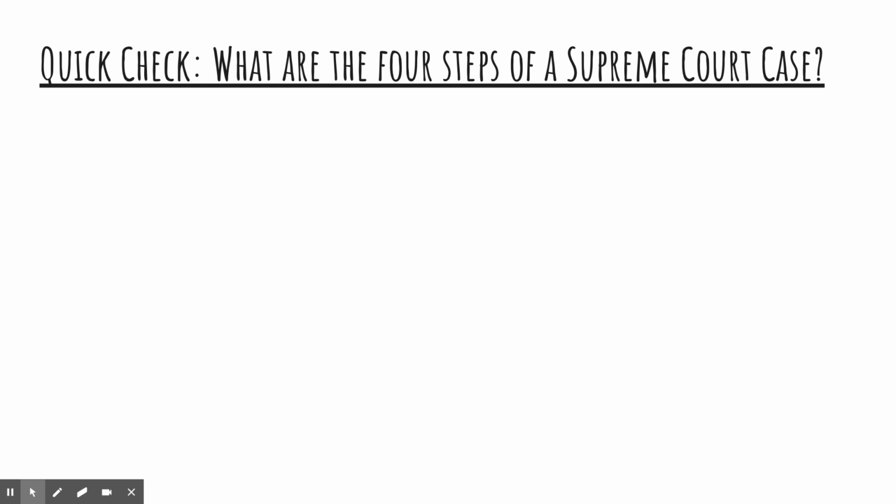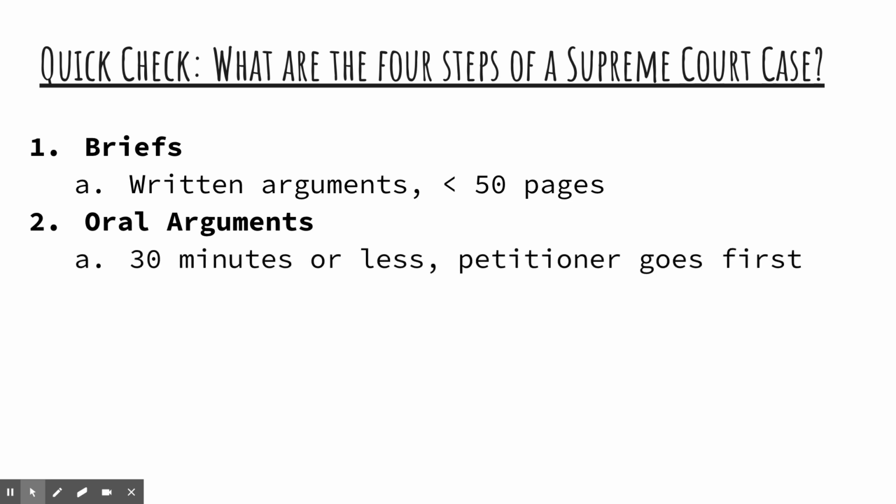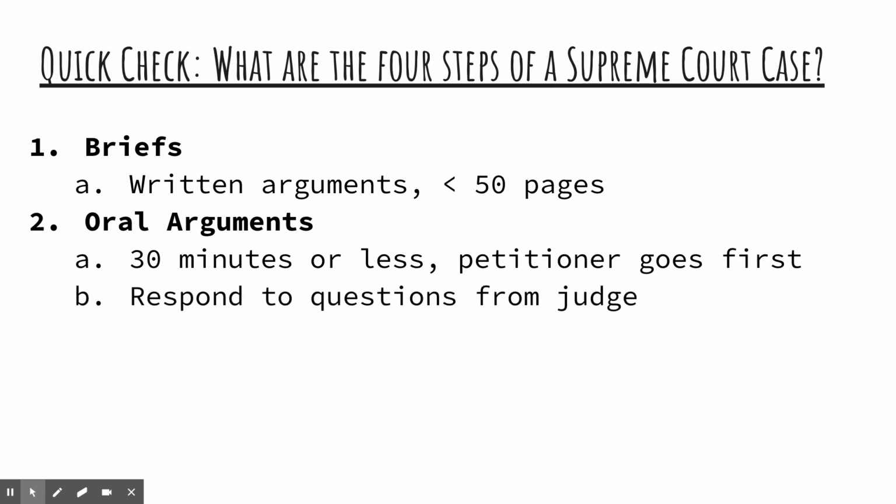So, quick check. What are the 4 steps of the Supreme Court case? Remember, we have the briefs, which are written arguments and under 50 pages. We have oral arguments, which are 30 minutes or less, and the petitioner always goes first. And then everyone has to respond to questions from each of the justices, though Justice Clarence Thomas hasn't spoken in several years, so they know not to be ready for questions from him.